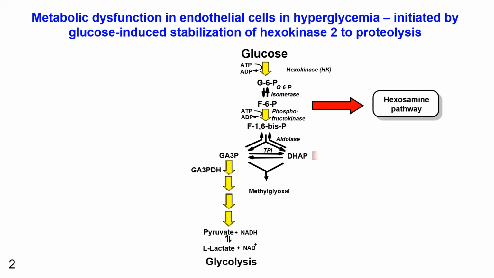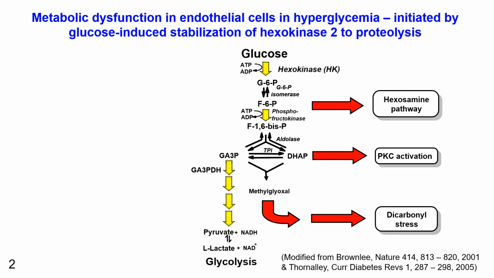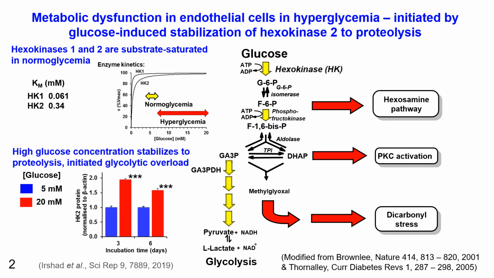There are multiple pathways of metabolic dysfunction in hyperglycemia: hexosamine pathway, PKC activation, and dicarbonyl stress. The first enzyme metabolizing glucose is hexokinase. There are hexokinases 1 and 2 in endothelial cells. Both are saturated by glucose even at normal glycemia. In hyperglycemia, it's a unique stabilization of hexokinase-2 to proteolysis that gives rise to increased glucose consumption and all metabolic dysfunction.